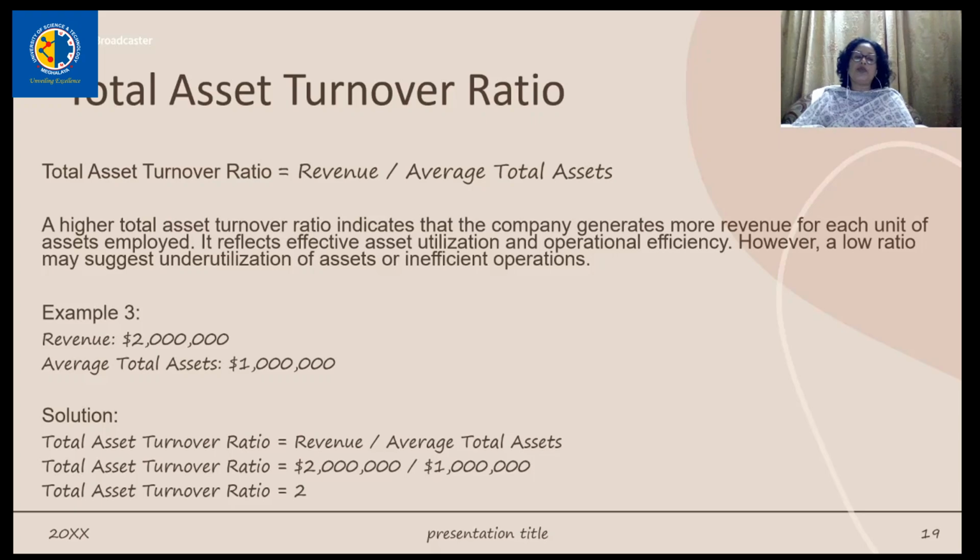So, example of this, revenue is given as 20 lakh and your average total asset is given as 10 lakh. So, revenue by average total asset is 20 lakhs divided by 10 lakhs, it is 2.